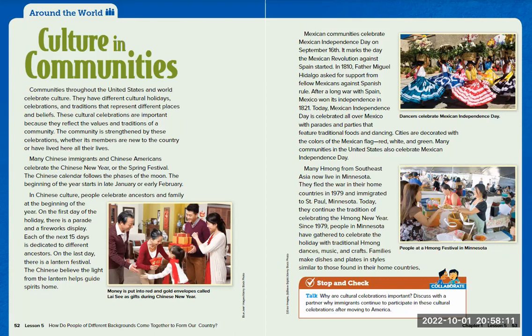So here we have 3 cultures, and we can see from the photos that they celebrate very differently. We have the photo for this group, and it says money is being put into red and gold envelopes called laisi as gifts during the Chinese New Year. During the Mexican Independence Day, we have dancers celebrating, and down here, people at the Hmong Festival in Minnesota are buying or selling food.